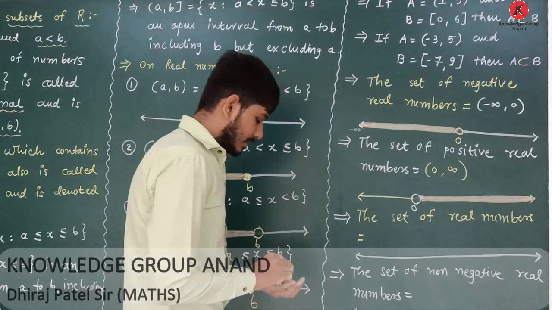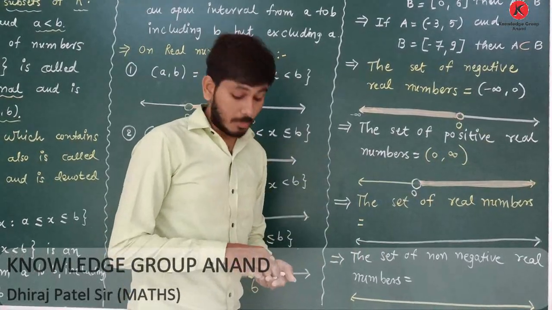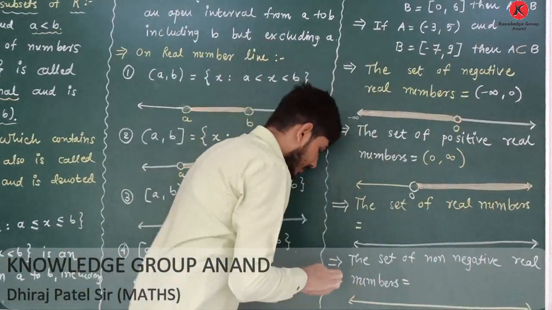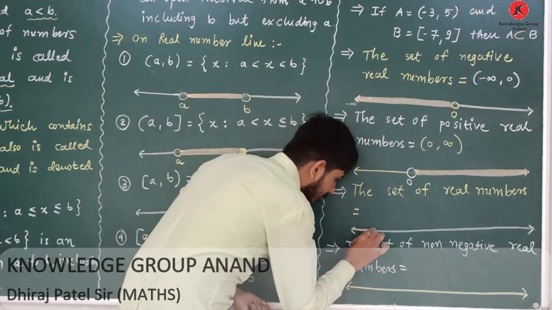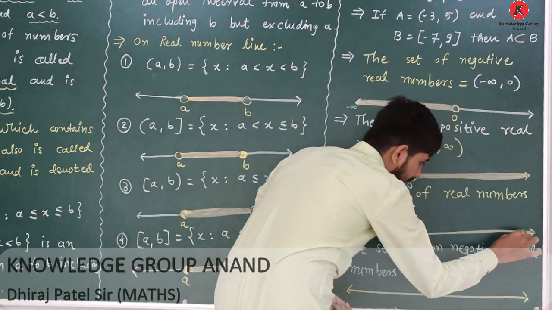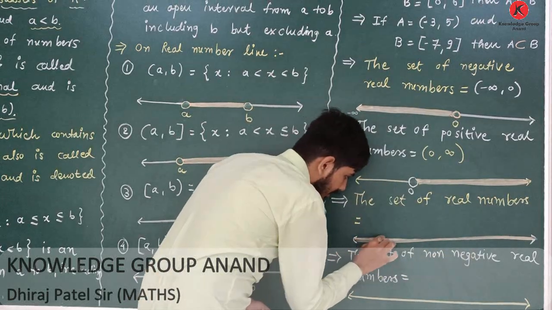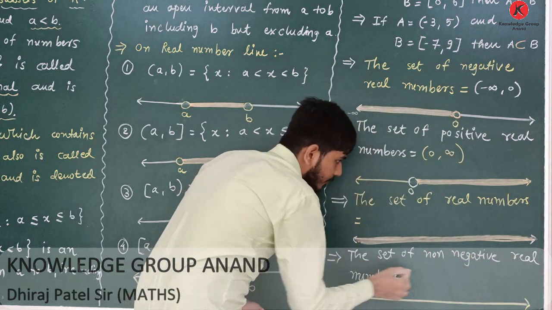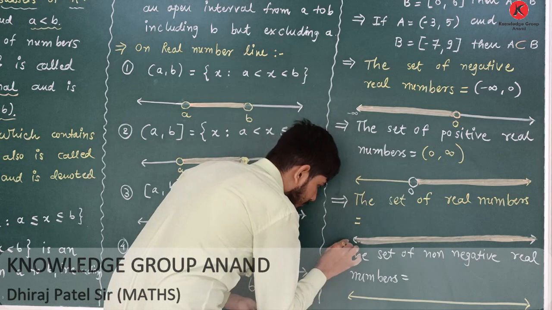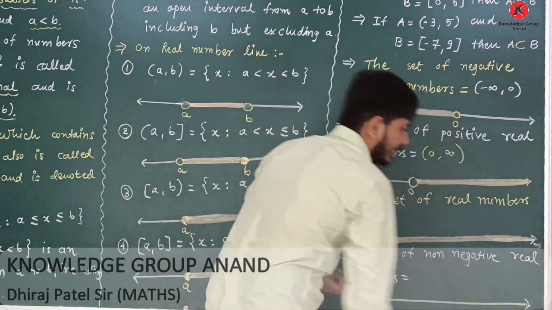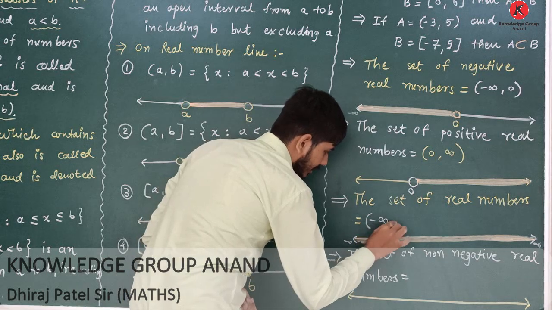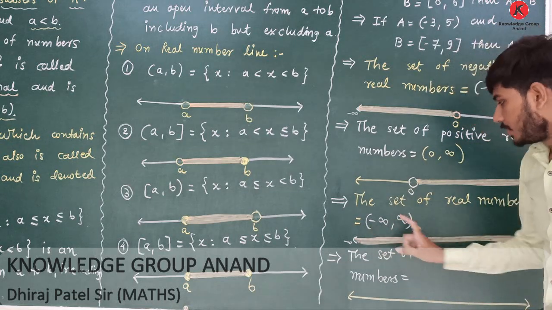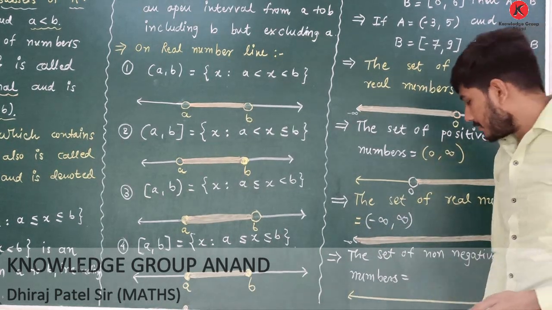The set of real numbers means the whole number line, from minus infinity to plus infinity. All the real numbers are there on the number line. Therefore, we can say that all the numbers lie between minus infinity and plus infinity, so the interval can be written as minus infinity to infinity. Here a small bracket is on both sides.